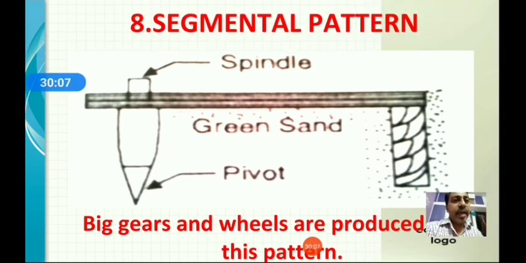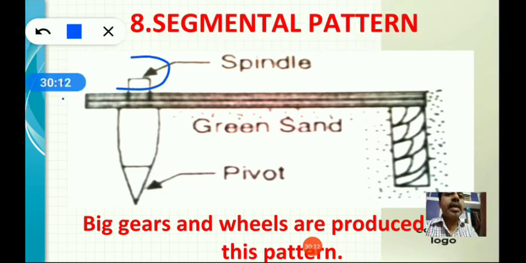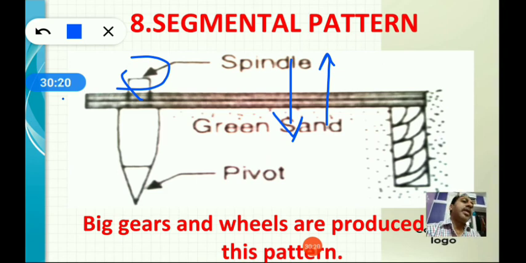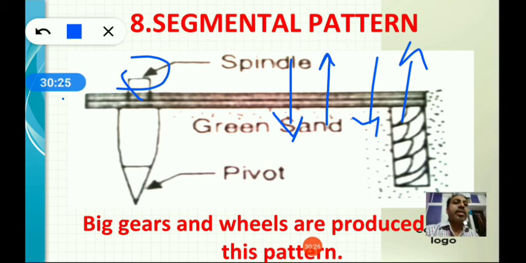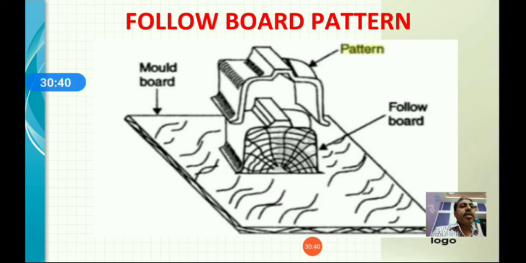So this pattern cannot be rotated 360 degrees as in the sweep pattern. We have to place it, press it, lift it, place it at another location, press it, lift it again, likewise. So unlike a sweep pattern, we do not rotate it 360 degrees. It will create only a segment of the product.